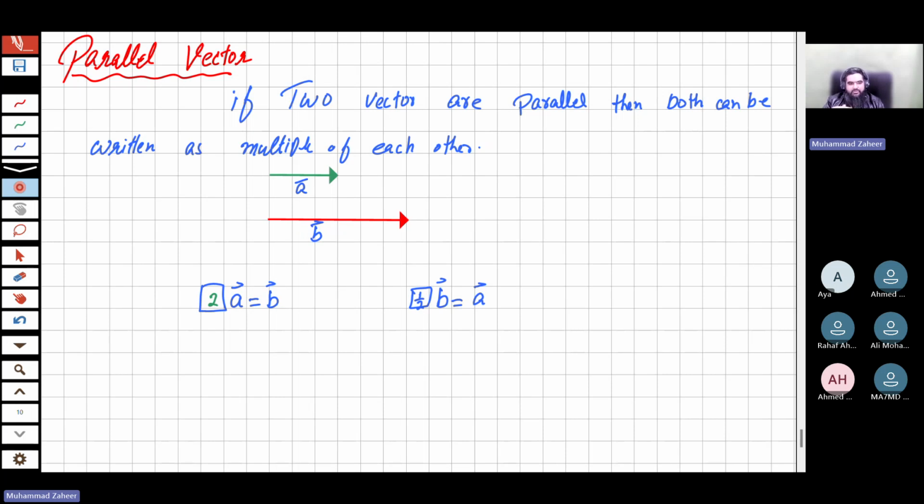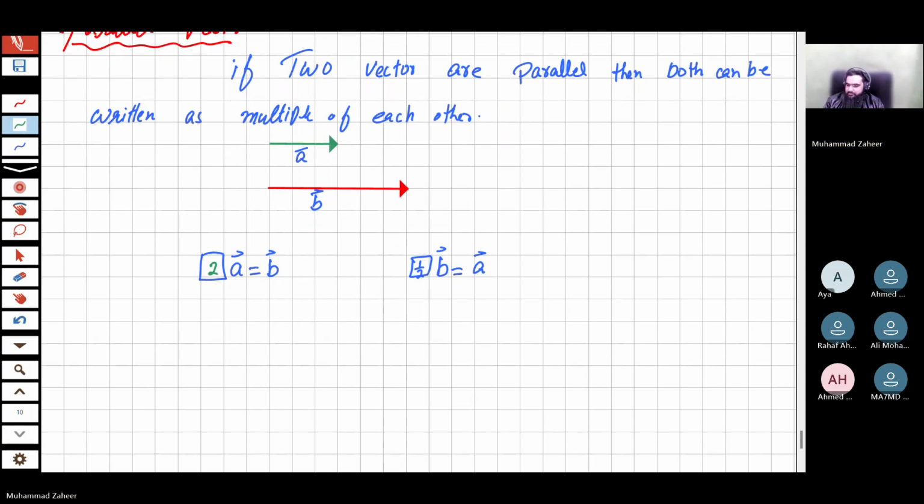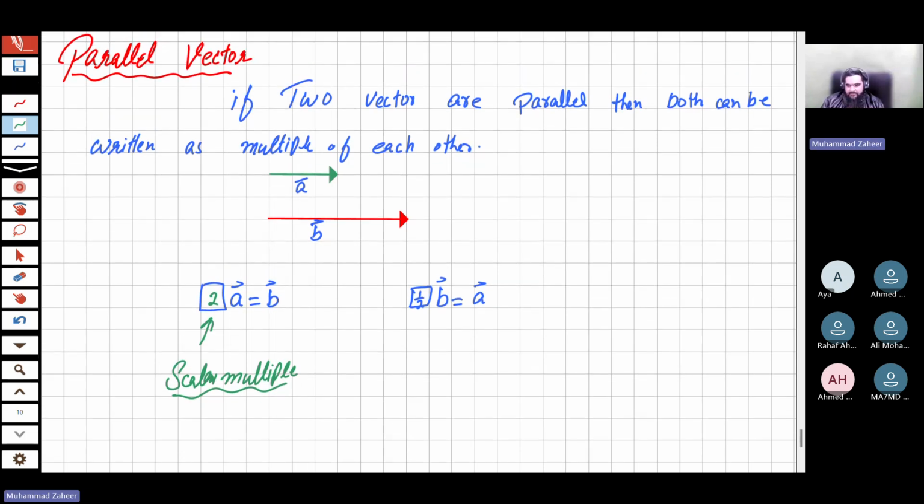So you are just writing one vector as a multiple of the other, any scalar multiple, because you have the same direction. Just the length, the magnitude, is going to be different, so you have to multiply by a number to make the same magnitude. This is a very important fact we are going to use in a lot of things.